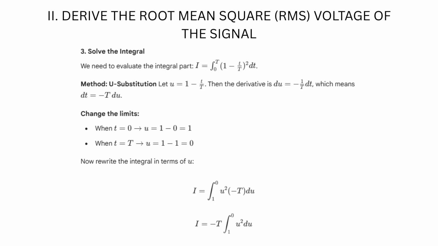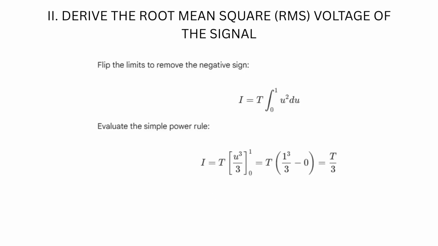But we have to substitute. We do the substitution: when t is 0, u becomes 1. When t is big T, u becomes 0. So I equals the integral from 1 to 0 of u squared times negative T du, which simplifies to negative T times the integral from 1 to 0 of u squared du. Now we flip the limits to remove the negative sign. So now it's I equals big T times the integral from 0 to 1 of u squared du.